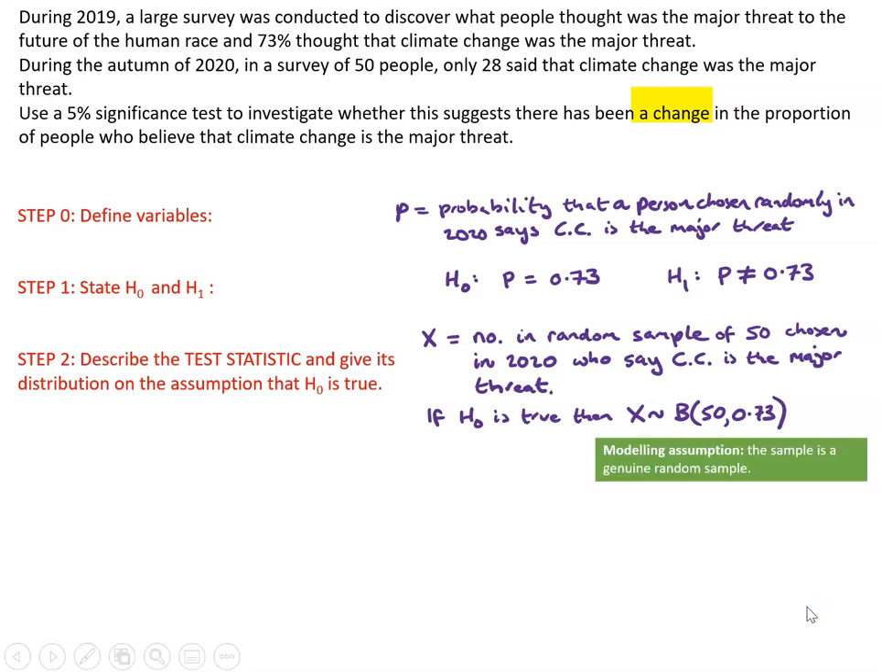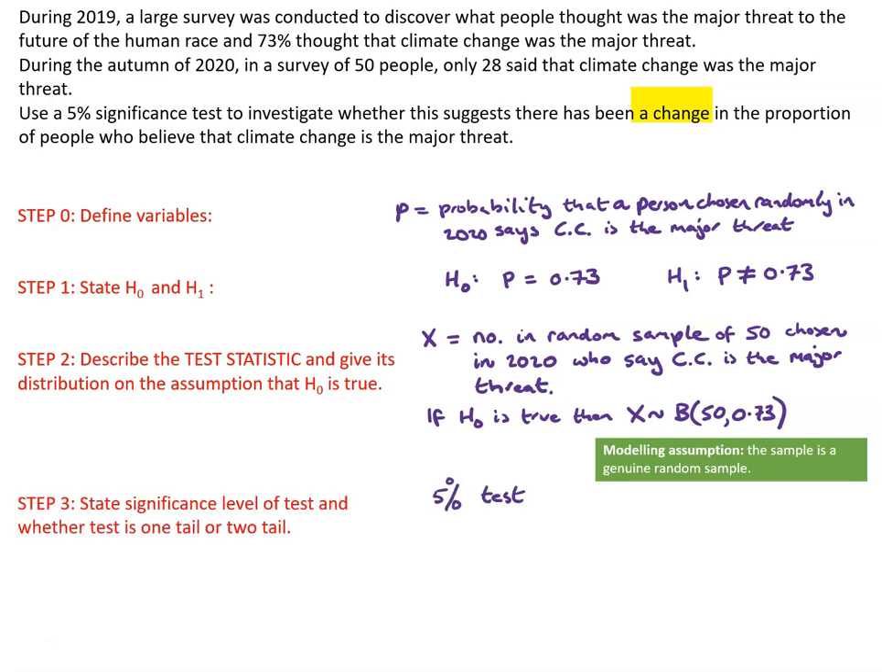Now, it's important to realise that we've made a modelling assumption at this stage, and again that modelling assumption is that the sample is a genuine random sample. The significance level of the test is 5%.